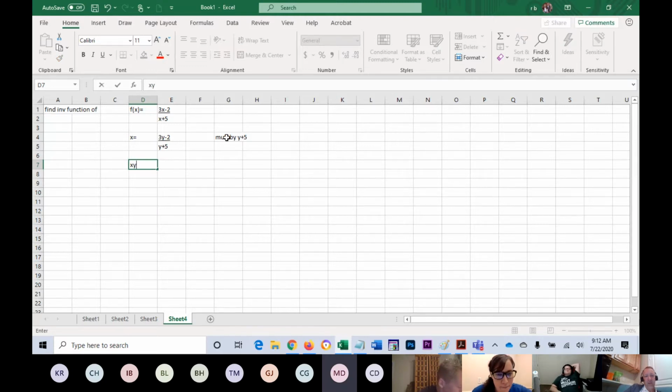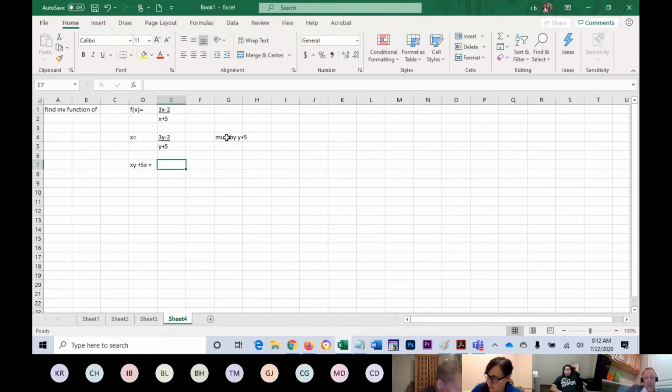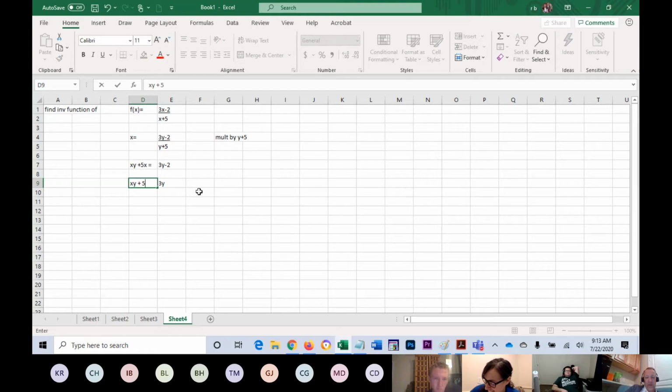So I'm going to multiply through: xy plus 5x equals just simply 3y minus 2. Then you add 2. You could add 2. Since you said that, I probably wouldn't, but it's not wrong. So you're going to have xy plus 5x plus 2 equals 3y.